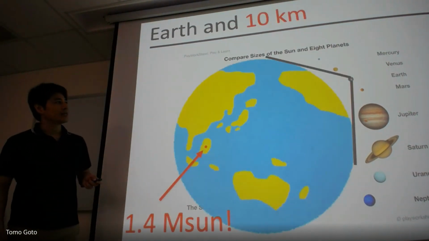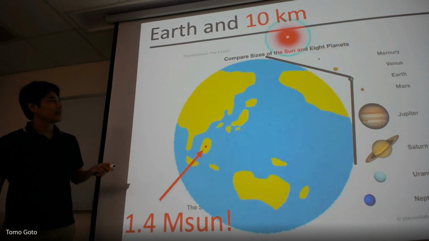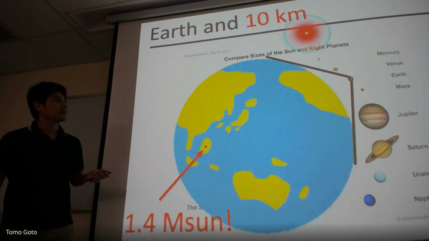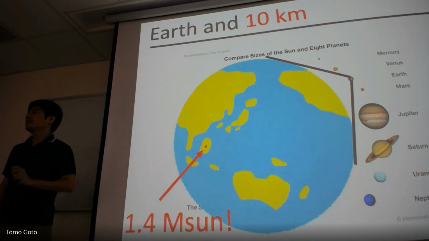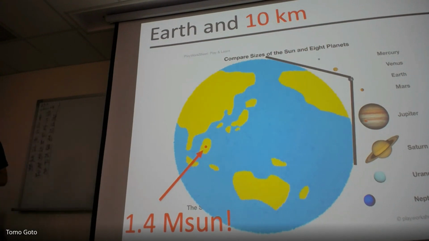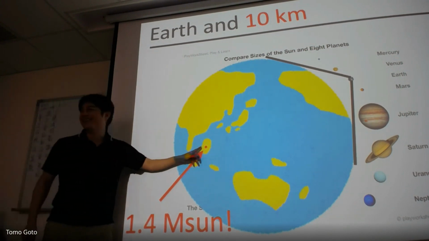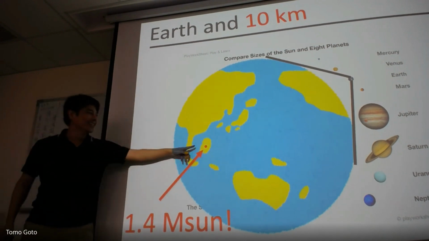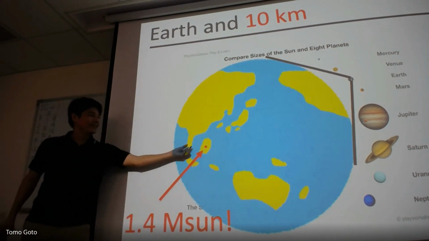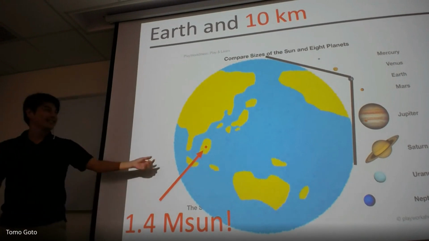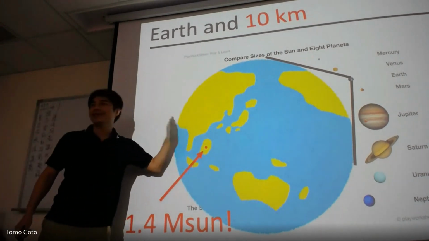If I magnify the Earth here, okay, let's zoom in on the Earth. In this size, 10 kilometers is, I guess in this map, I think this is Taiwan. I'm not sure. It looks bigger. Okay, it's 10 kilometers, this size compared to the size of the Earth, right?